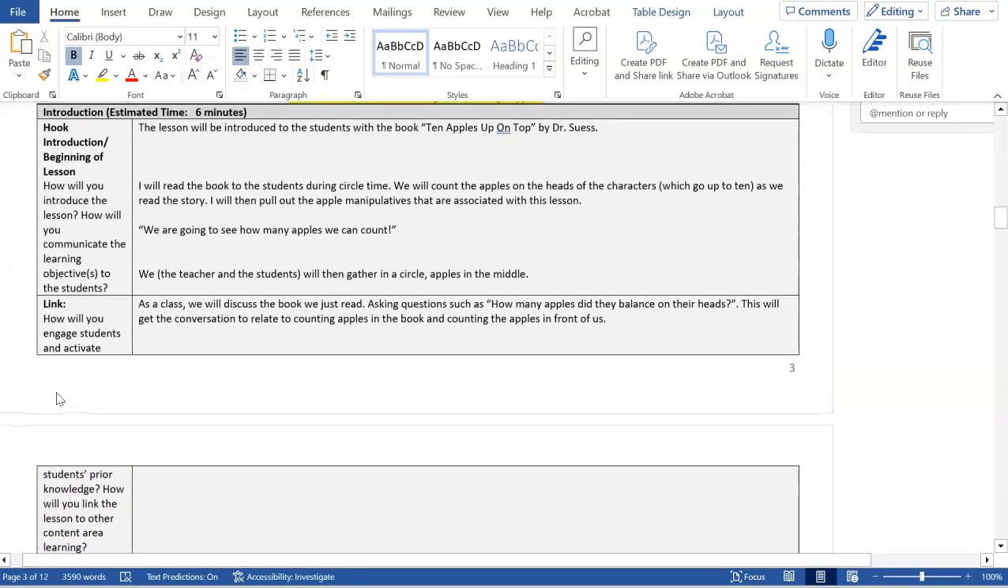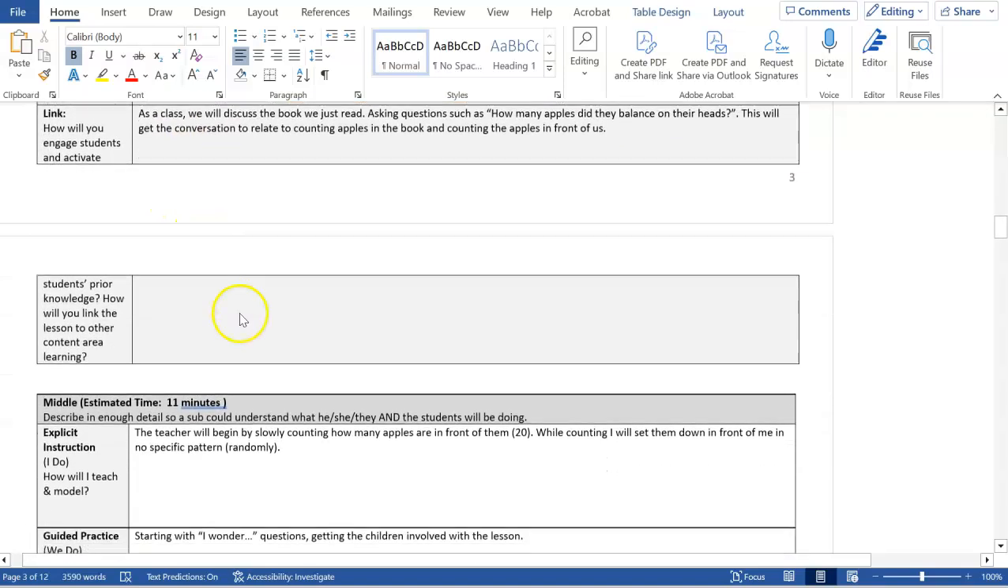Okay, so in the introduction, this is where you're going to say, how am I going to get the students' attention? How am I going to get them excited about this lesson? So that's what goes in this part. And then how am I going to link that to the rest of the lesson? All right, so here, the student who wrote this says this will take about 5 or 6 minutes.